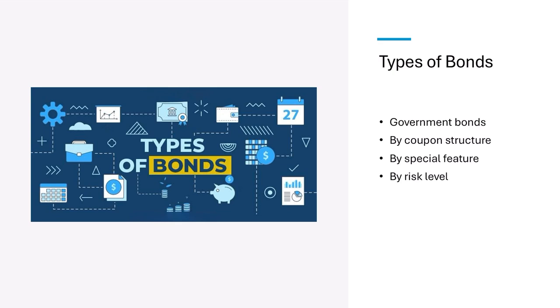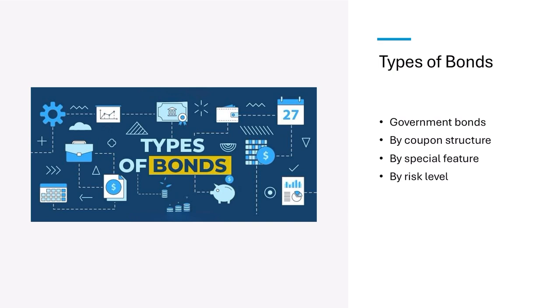Bonds come in a wide variety, categorized by issuer, coupon structure, and special features. By issuer, there are government bonds, such as US Treasuries, which are the most secure and highly liquid. There are gilts, JGBs, and sovereign risk varies, as Argentina's bonds are much riskier than US Treasuries. Municipal bonds are issued by US states and cities, and interest is often tax exempt.